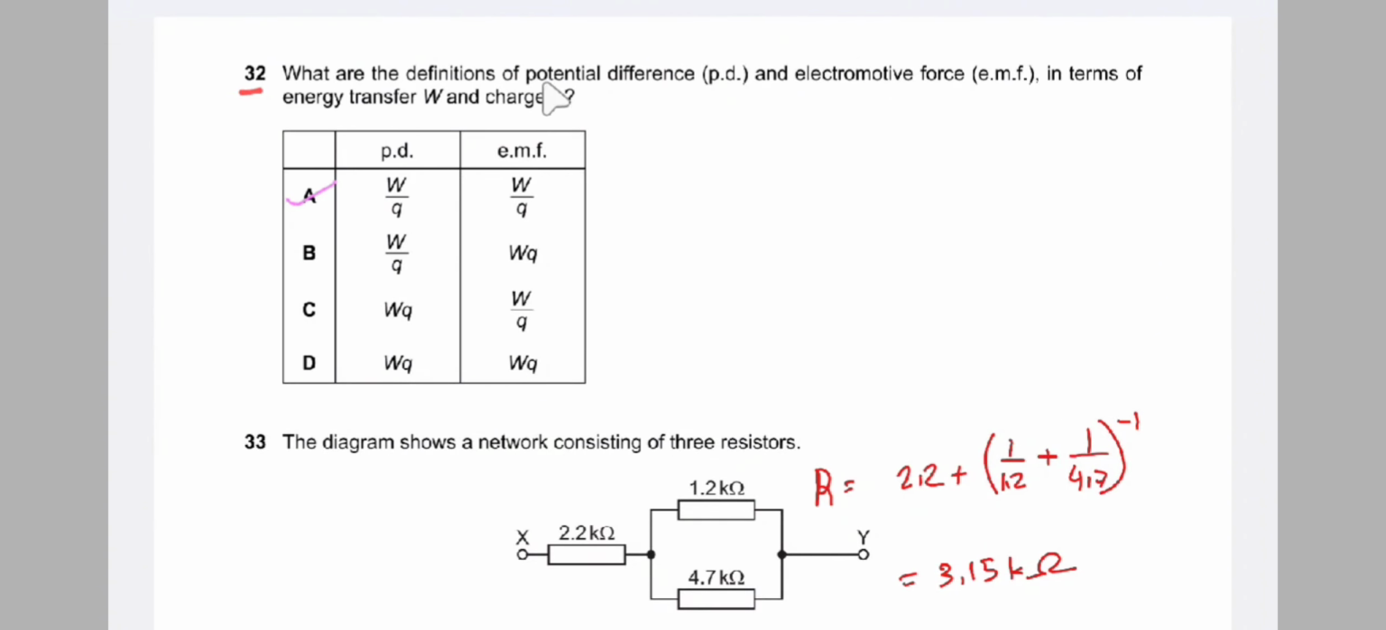32. What are the definitions of potential difference and electromotive force in terms of energy transfer W and charge Q? So EMF or the potential difference is the work done per unit charge. Whether it is EMF or the potential difference, it is the same: work done per unit charge. So the answer is A.